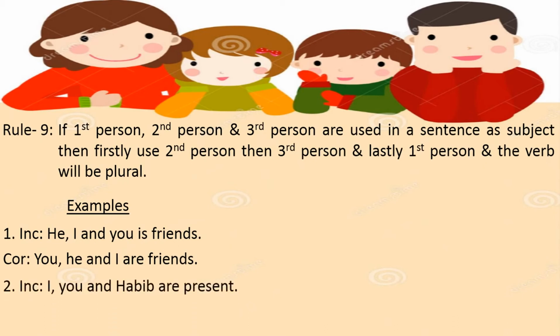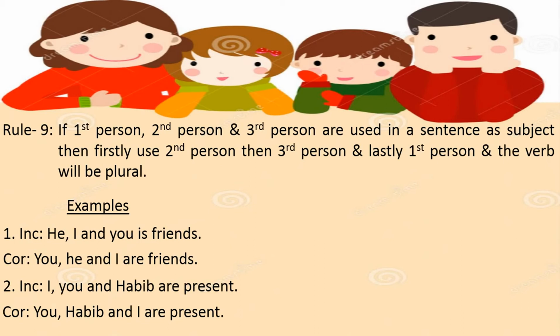Next example. I, you and Habib are present. So you have to rearrange the persons. Firstly use the second person you, then the third person Habib, and lastly the first person I. You, Habib and I, the verb will be plural: are present. You, Habib and I are present. In that case we have some exception.